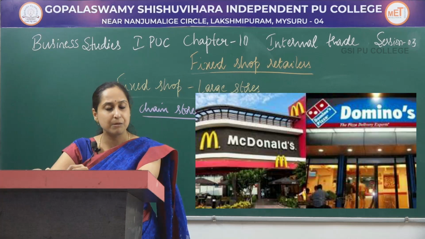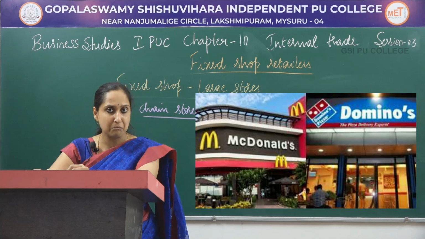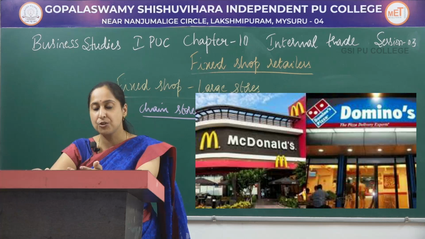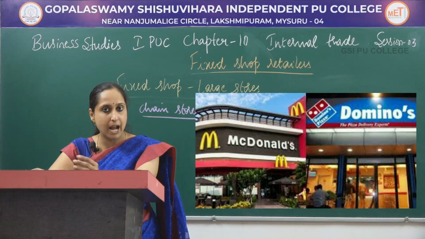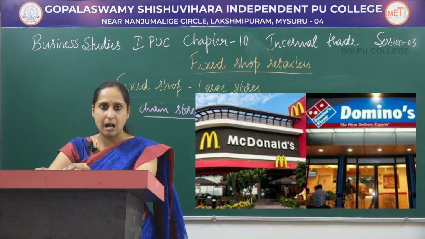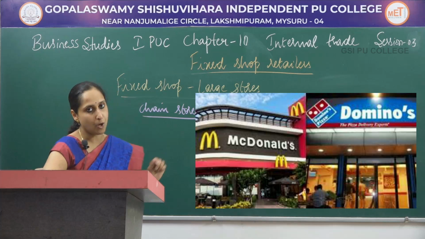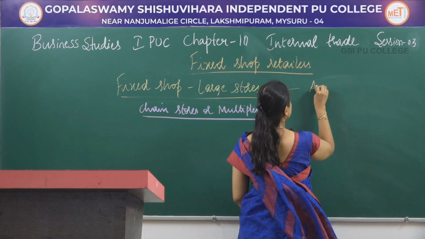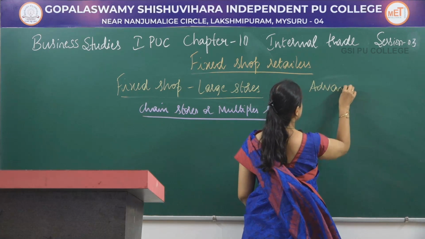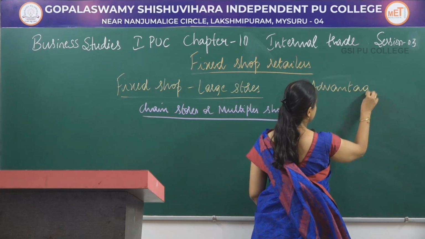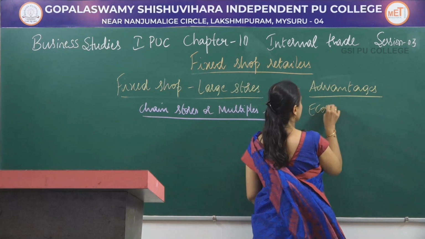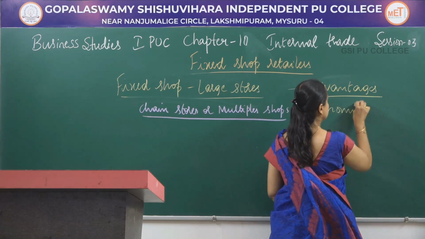A few other examples which I can give you are DCM, Raymond's, and fast food chains like Nirula's and McDonald's. These are a few examples of multiple shops. Now coming to the advantages of multiple shops, let us see one by one. First one is economies of scale.